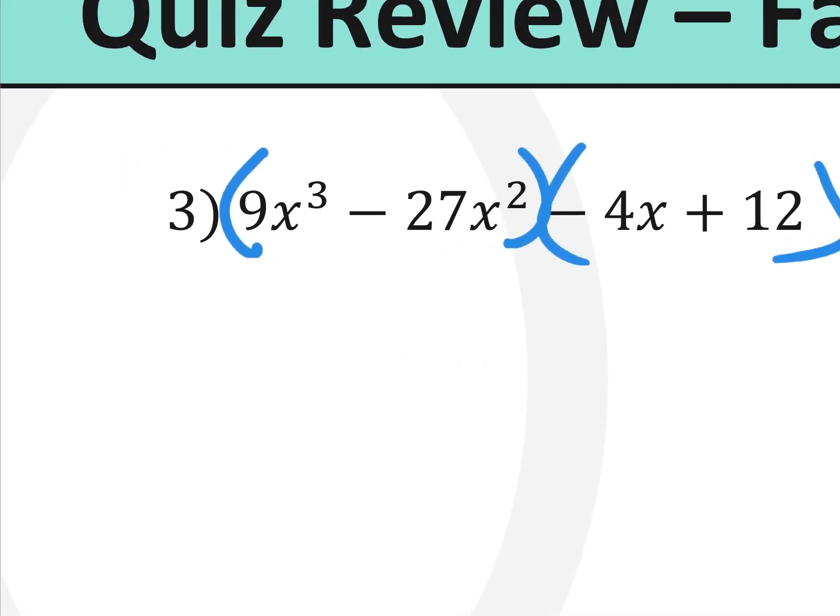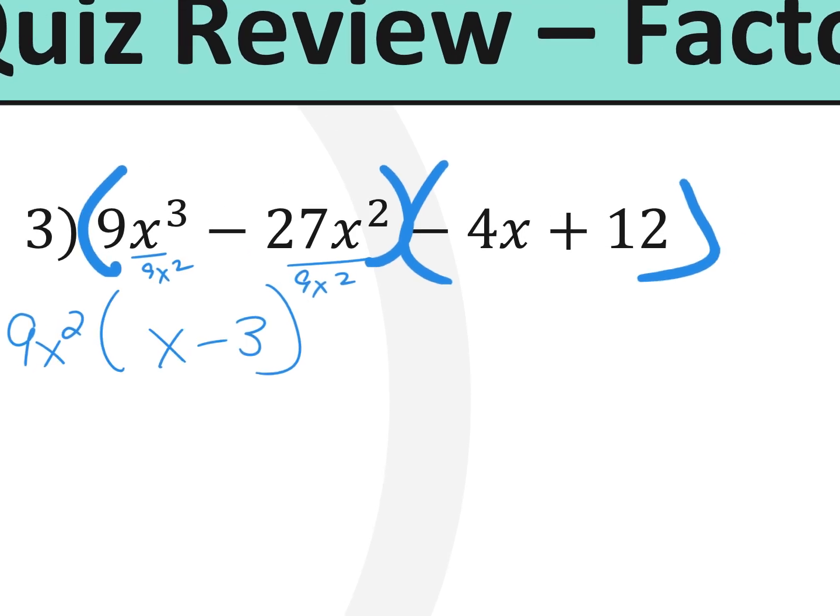In my first set, what can I take out? 9x squared. When I divide out 9x squared and 9x squared, what am I left with? X minus 3. Good. So when I take out the next common factor, what should my second parenthesis look like? It should look like x minus 3 if this factor is right. So what can I take out of a negative 4x and a positive 12? Negative 4. If we leave with a negative, take it out.